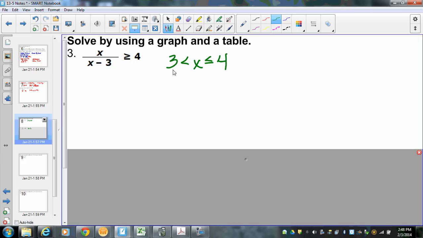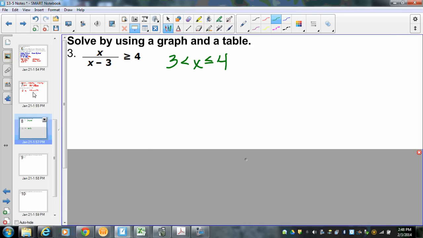I want you to think about why for a minute. Because at 3, that's where I had my vertical asymptote, and so y doesn't actually exist there. My function x over x minus 3 can't exist if x is 3, because I would get 0 in the denominator. So I can't include it as one of the answers. I can just use it as a boundary. So if it's an asymptote number that you're using, you cannot use an or equal to.